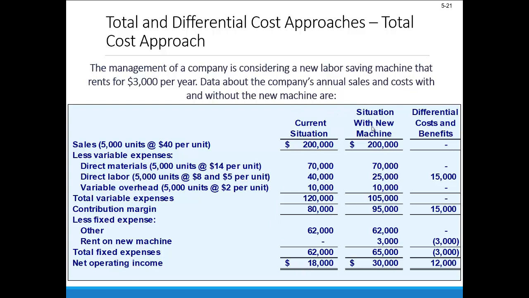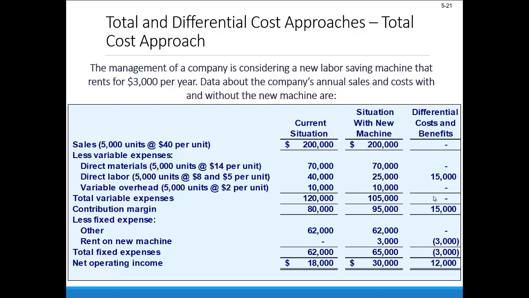So we can see there that we're cutting some direct labor costs. Right? No change in materials costs or overhead. And then we're paying some kind of fixed rental charge to do that. Now the differential costs and benefits in this scenario are only those that differ between those two choices, either not adding the new machine or adding the new machine. So it's just those two we hit on the way down the line here. The change in direct labor cost, $15,000, versus the rent on that new machine, the $3,000.